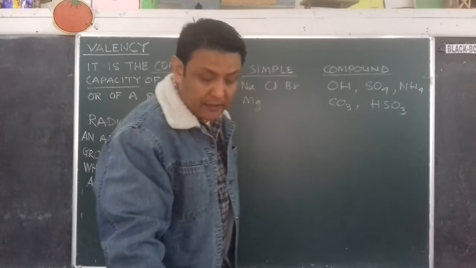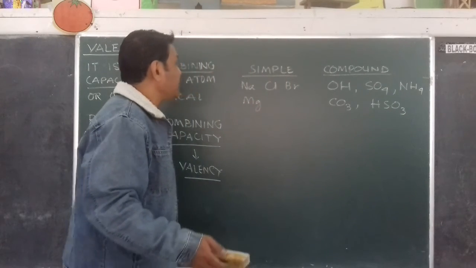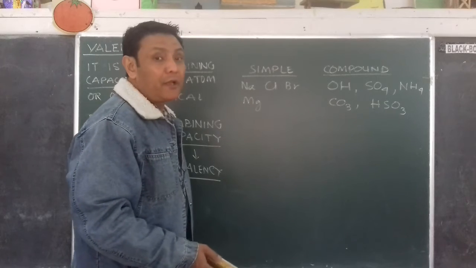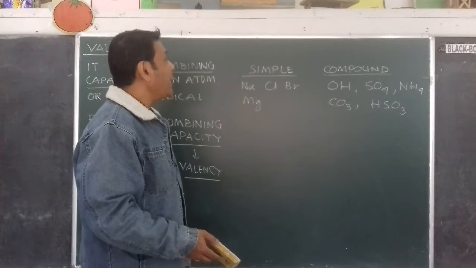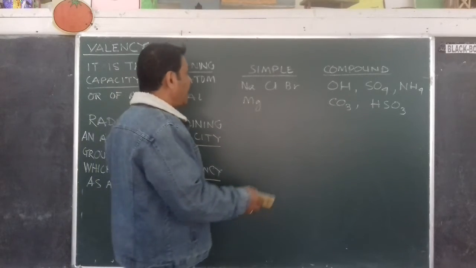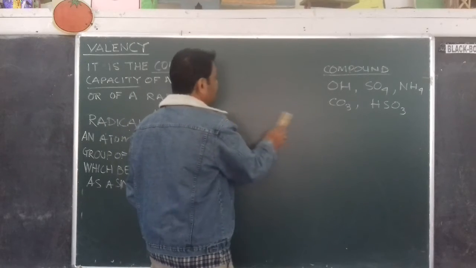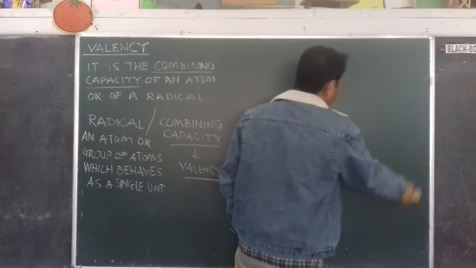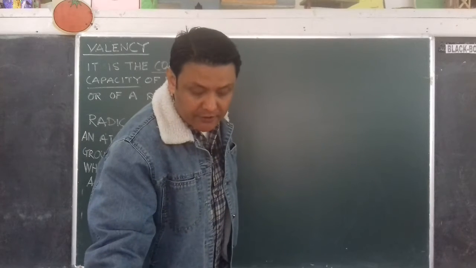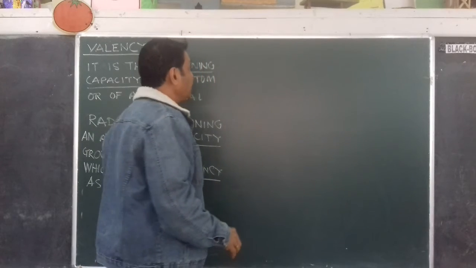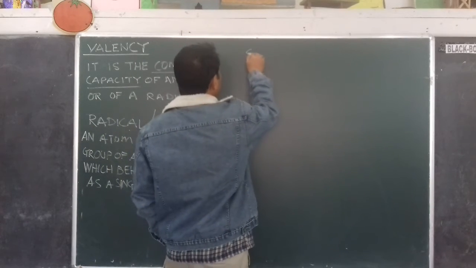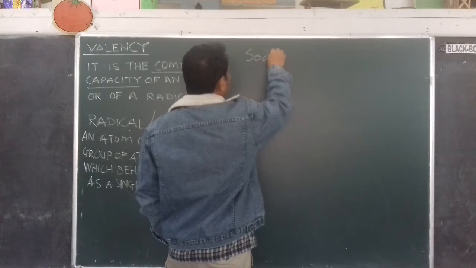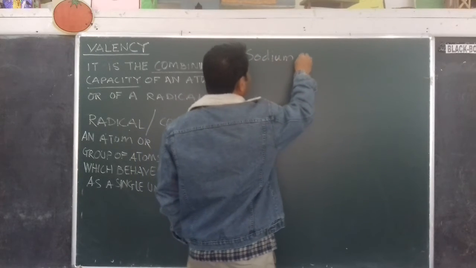These are just examples of simple radicals and compound radicals. Now we come to the writing of chemical formula. I'll give you an example of writing a simple formula like sodium chloride.